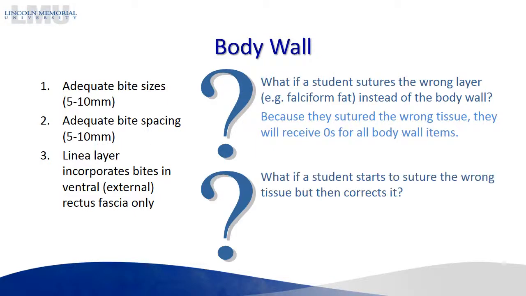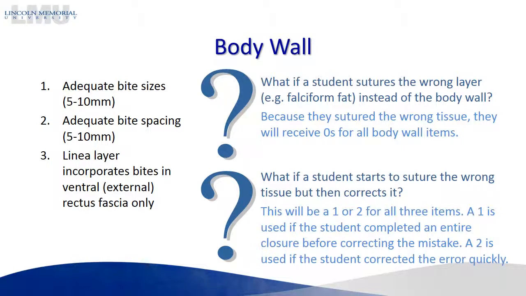Which then raises the question, what if a student starts to suture the wrong tissue, but then corrects the problem and cuts those sutures out perhaps, and then places them in the right tissue? In this case, this is going to be a 1 or 2 for all 3 of those items. You're certainly not going to be at a 3, which is excellent the first time around. That didn't happen, but they did end up correcting it, so we're not going to give them a 0, which is an unacceptable score. So we're going to be in that 1 to 2 range for all 3 of these items in the body wall. And in general, I would use a 1 if the student has completed the entire closure before they correct the mistake.